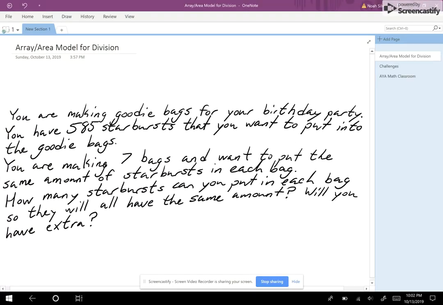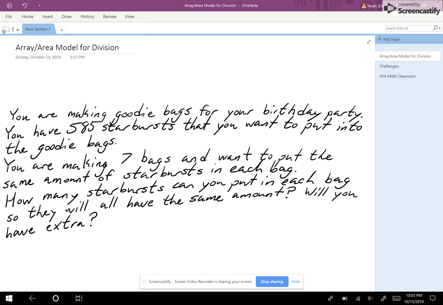So, I'm Noah, and this is the array/area model for division. Essentially, one of the easiest ways to show you how this strategy works is by doing it for an example problem. So, say you're making goodie bags for your birthday party.